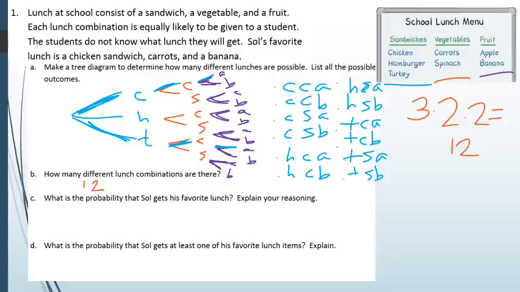combinations. So what are the chances that Saul's going to get his favorite lunch? He prefers chicken, carrots, and a banana. And so looking here, I see 1 option to make that happen, 1 out of 12.